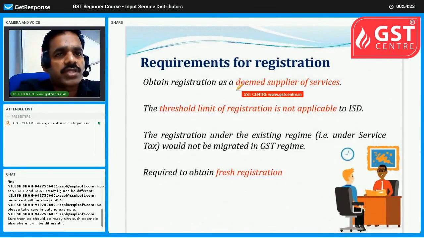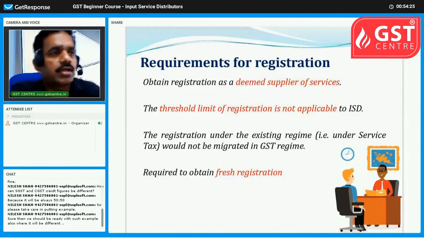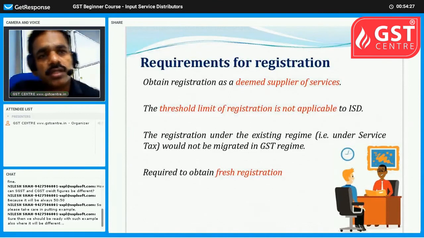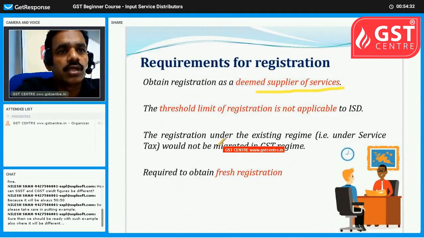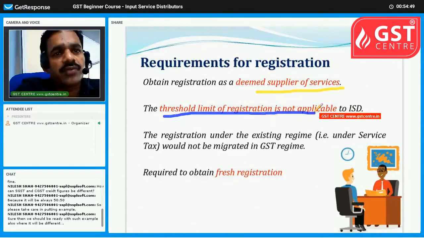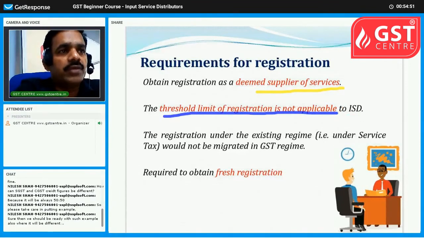For an input service distributor, I have already told in the first PPT that they are deemed as supplier of services, and they need to mandatorily register as per the GST Act. If there is an input service distributor, that office should compulsorily register under the GST Act. And threshold limits of registration is not applicable. What do you mean by threshold limits?